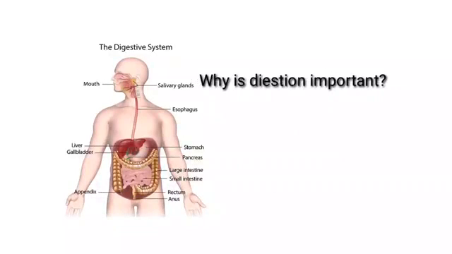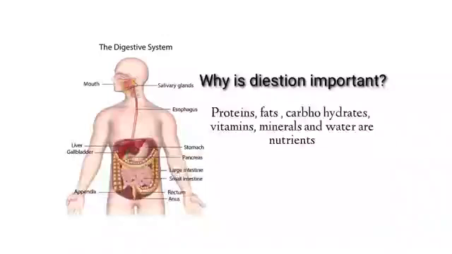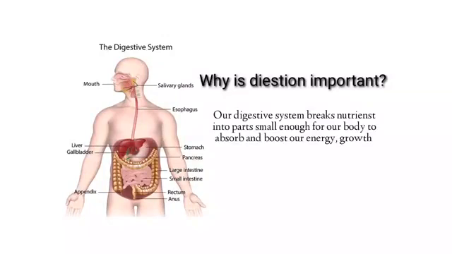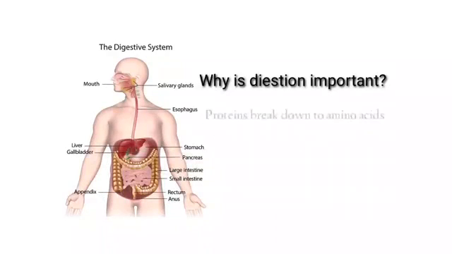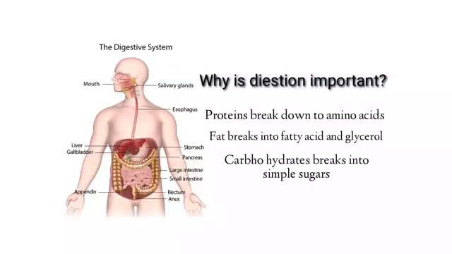Now let us see why is digestion important. Digestion is important because our body needs nutrients from food and drink to work properly and stay healthy. Proteins, fats, carbohydrates, vitamins, minerals, and water are nutrients. Our digestive system breaks nutrients into parts small enough for our body to absorb and use for energy, growth, and cell repair. Proteins break into amino acids, fats break into fatty acids and glycerol. Carbohydrates break into simple sugar.